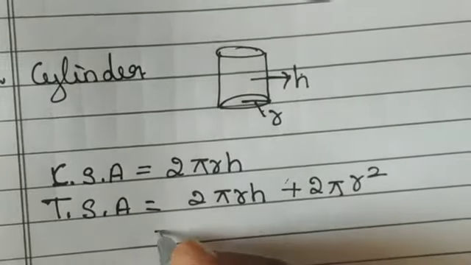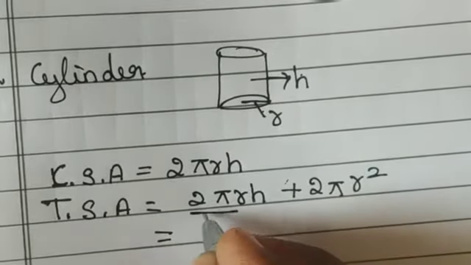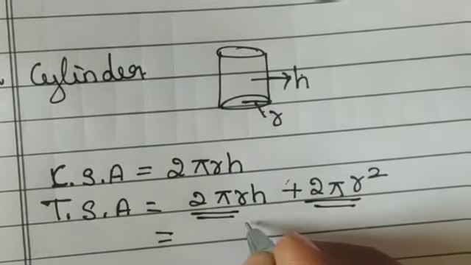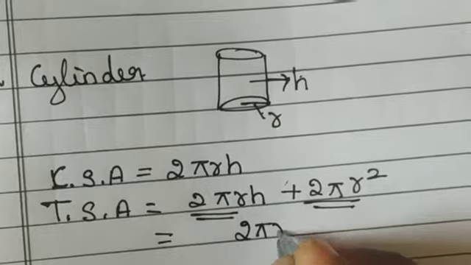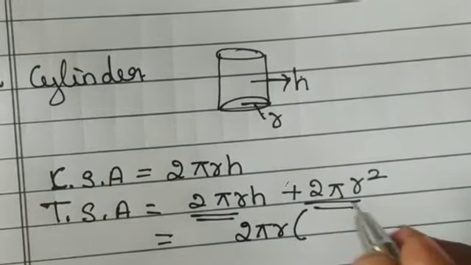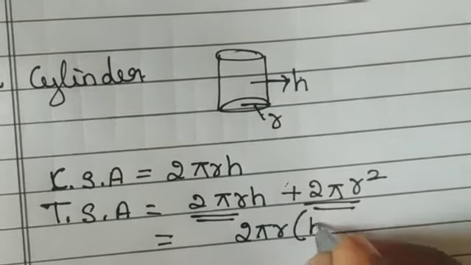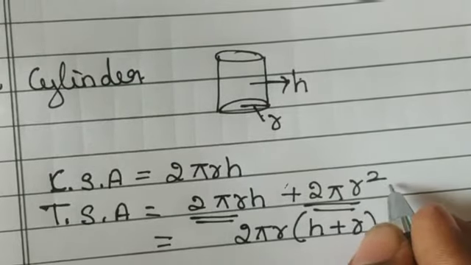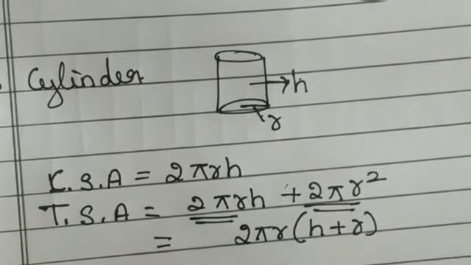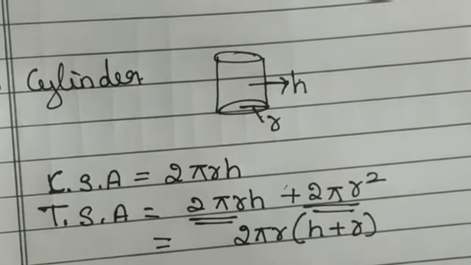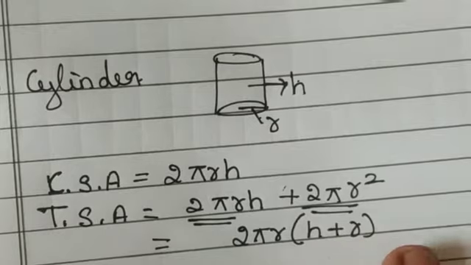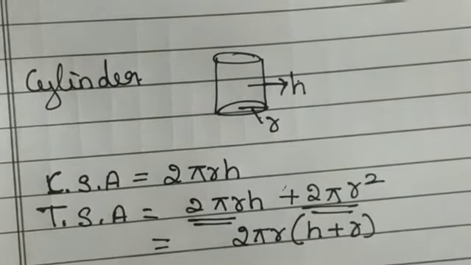Now we will write it in short form. See here, 2 pi r is common, so we will take it out. 2 pi r, and in a bracket we will write what is left: h, and here r is left from r square. Now we took only one r and one r is left. So we will write 2 pi r(h plus r). This is our formula.